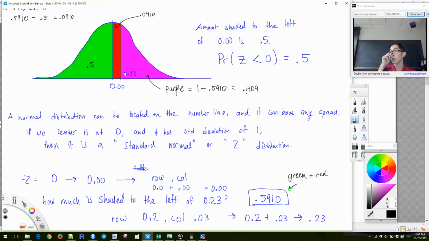We have a question. Is the red the z-score? No, the red is not the z-score. The z-score is a location along the axis here. So if I draw a line at 0.23.